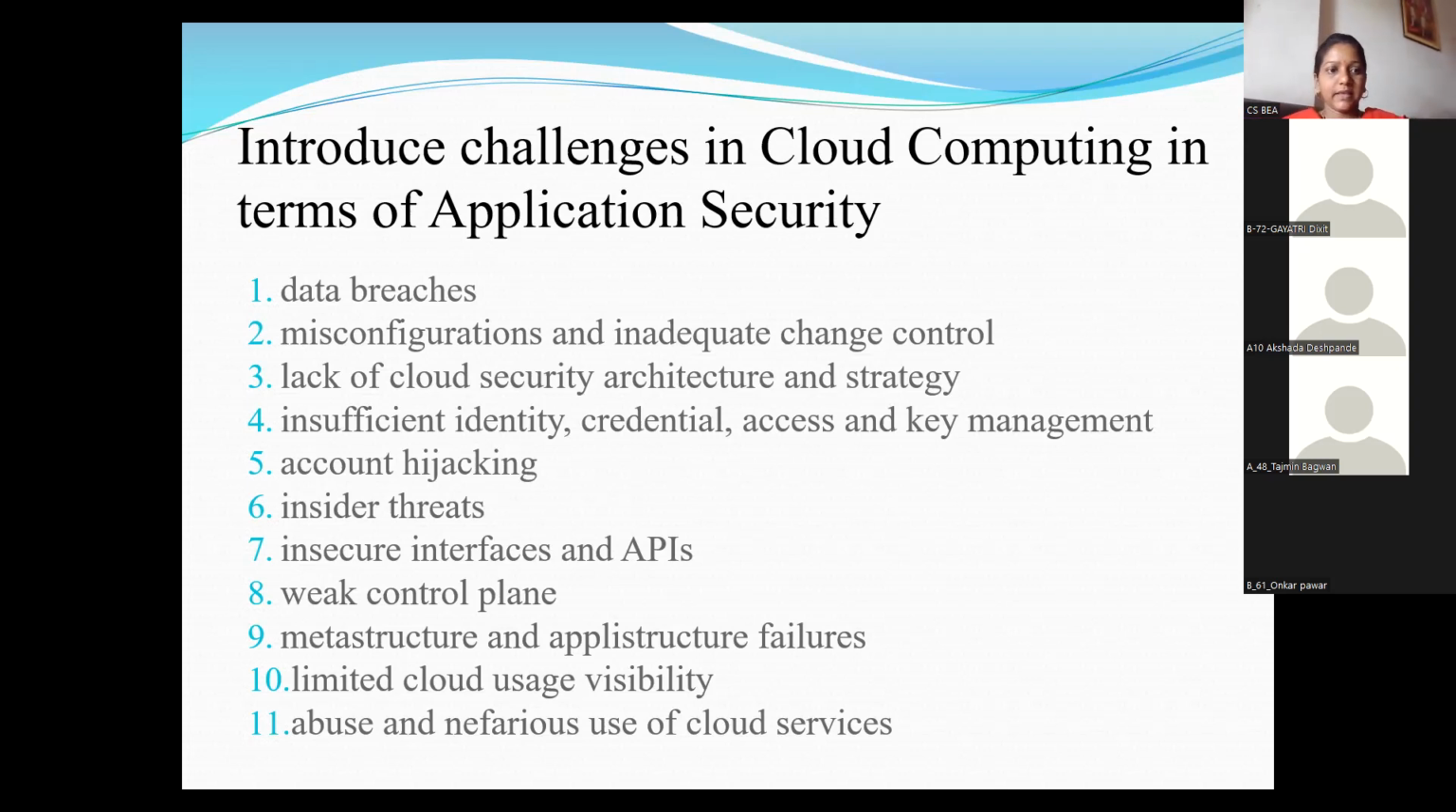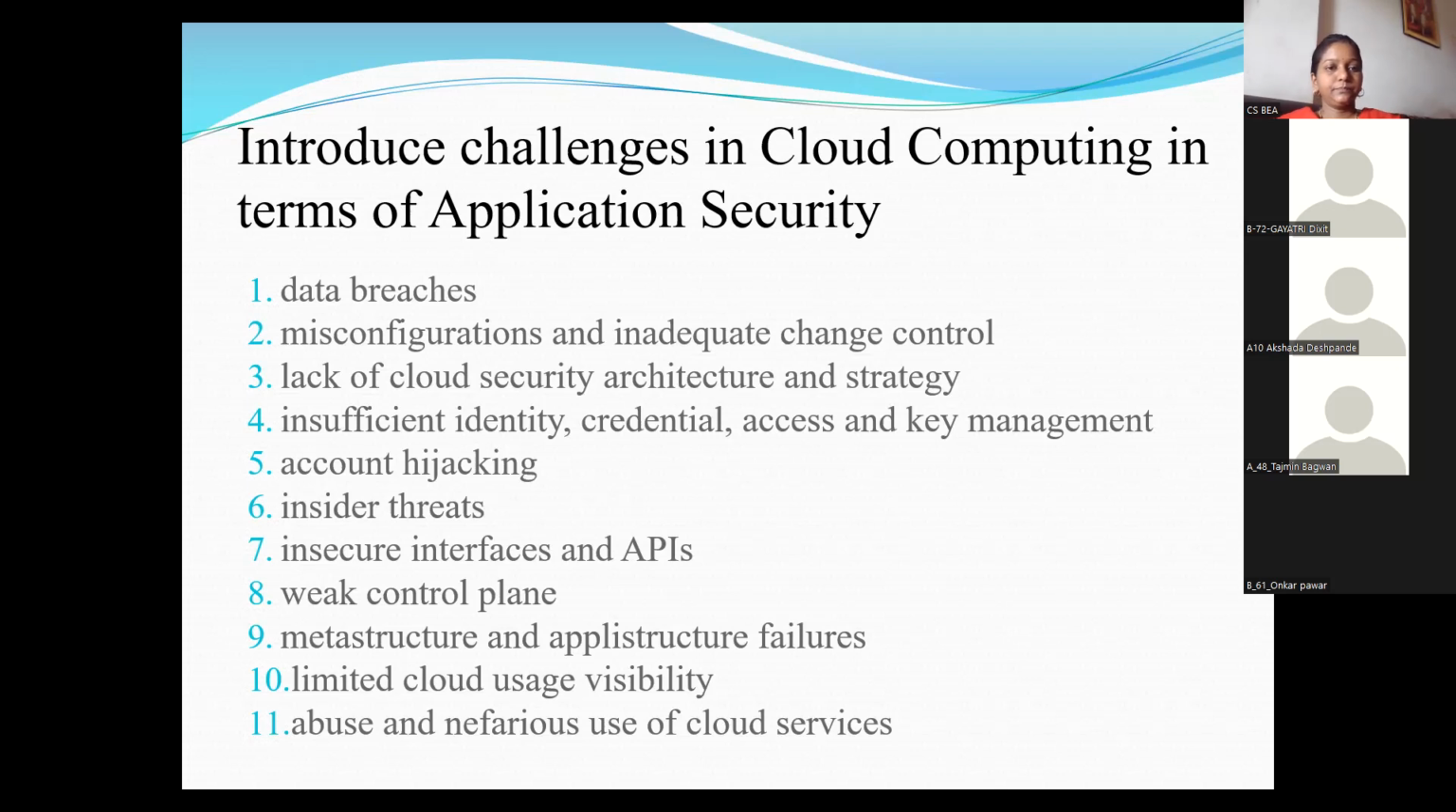So the CSA recommended the following, that is paying special attention to the data accessible via the internet, then defining the business value of data and the impact of its loss, and creating and maintaining a strong incident response plan.